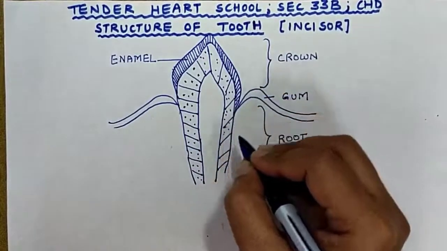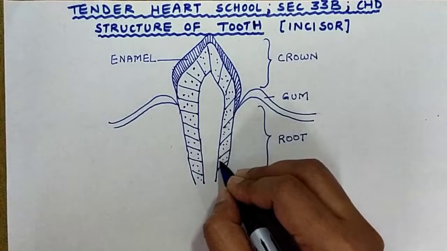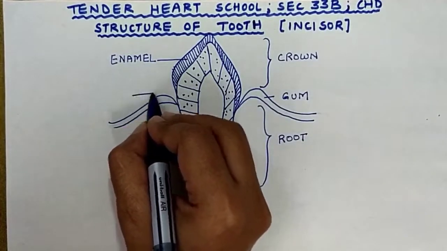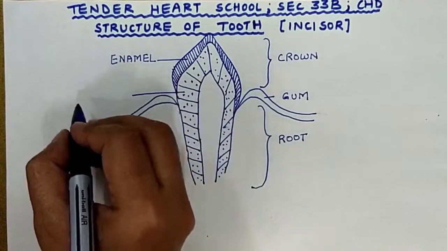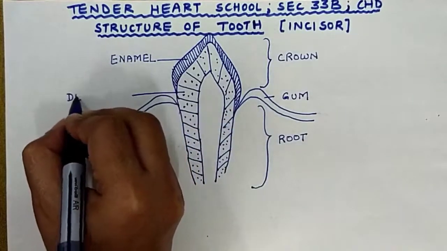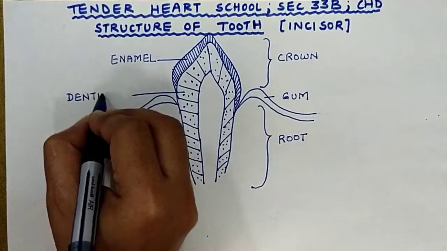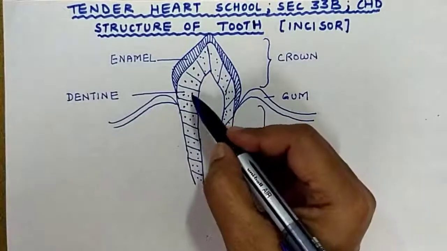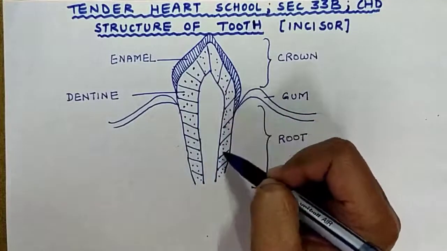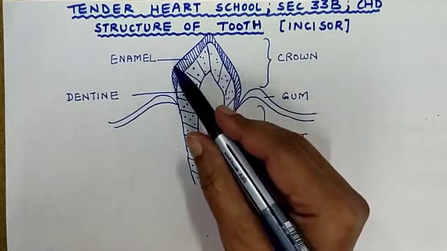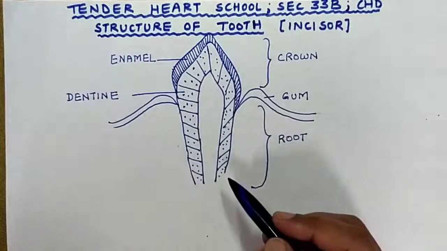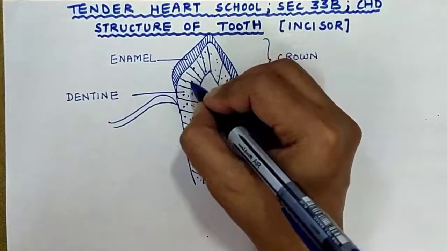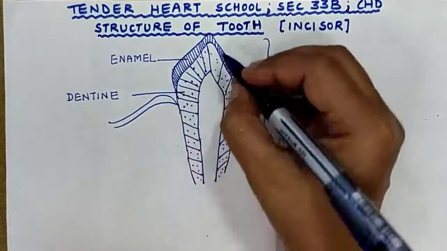Maximum part of the tooth is being formed by this dentine region. So this is dentine. Dentine is harder than bone, but it is not as hard as enamel. Got it? Now this dentine is having these strands.